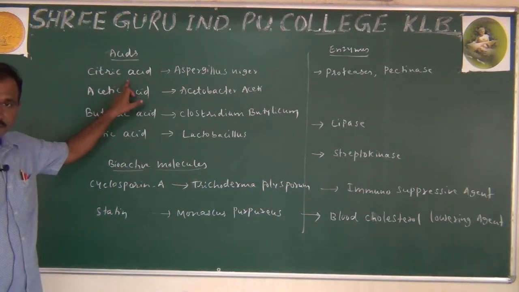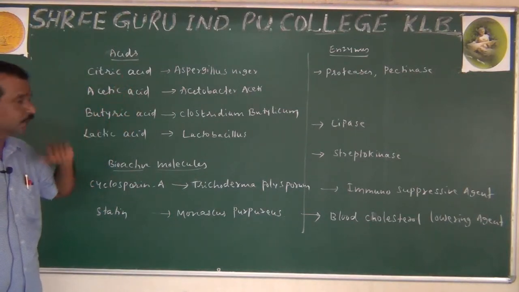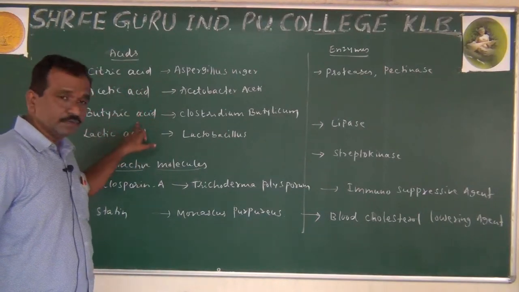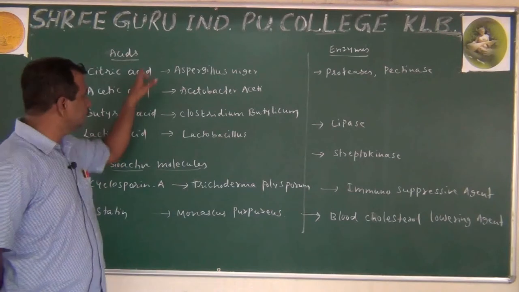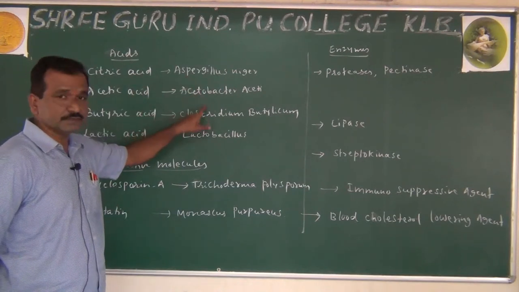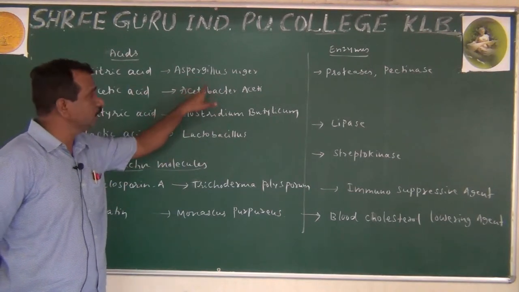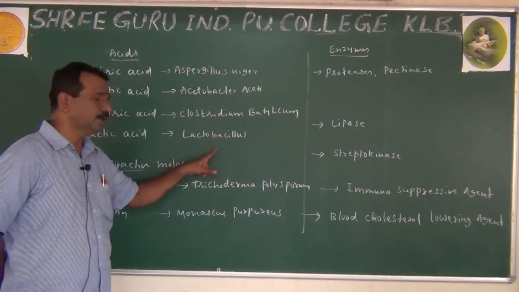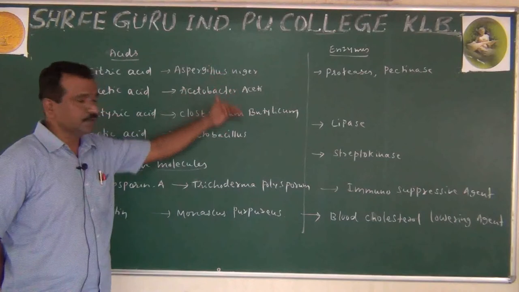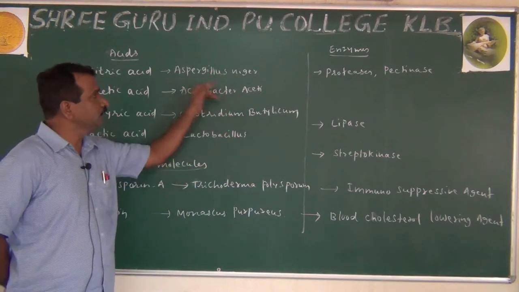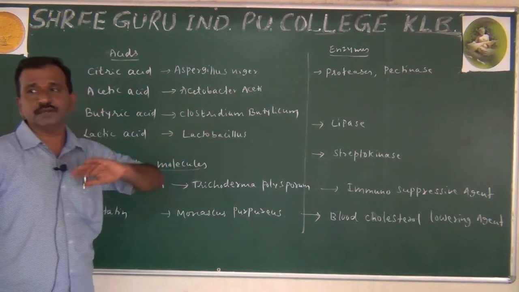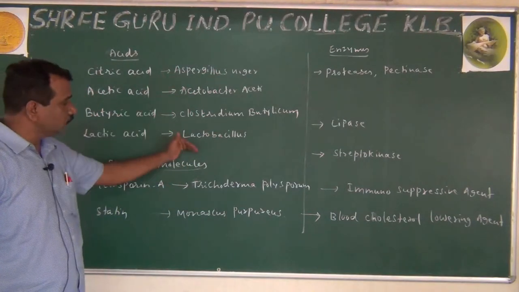Citric acid we have studied. I am revising what we studied in the earlier class. Citric acid, acetic acid, butyric acid, and lactic acid are the acidic substances. The microbes used are Aspergillus niger, Acetobacter sp, Clostridium butylicum, and Lactobacillus. Among these, Aspergillus niger is the only fungus. The rest are all bacteria.